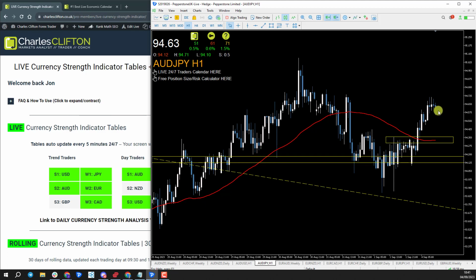Around about the 94.32 at the moment is an area of interest for me. Whether we get back to that is a bit of a different question, because if this market is going to take off, then it could take off from this area here. You can see we're back at those prior highs on the hourly time frame.